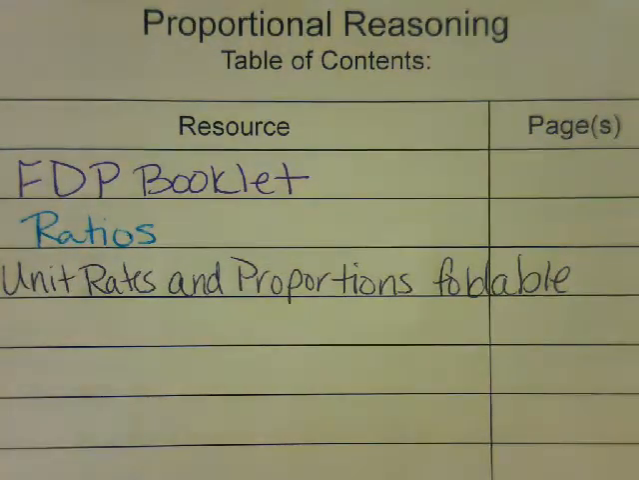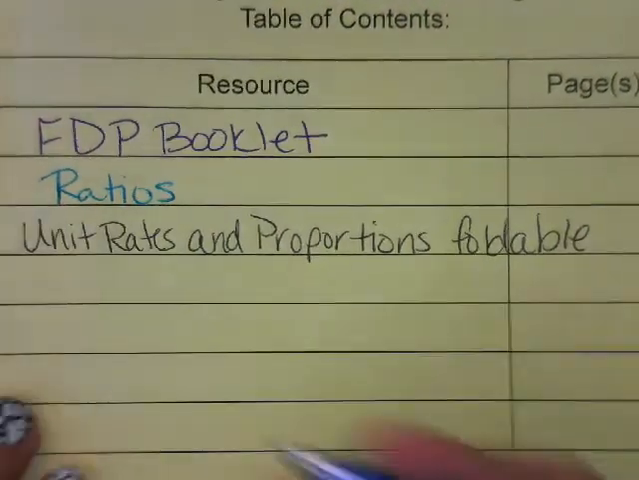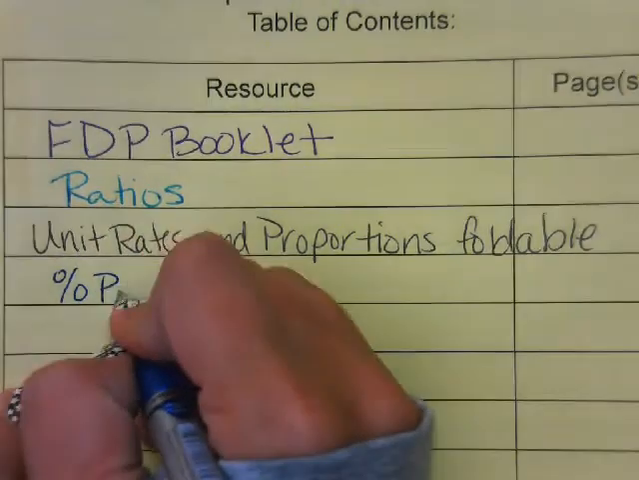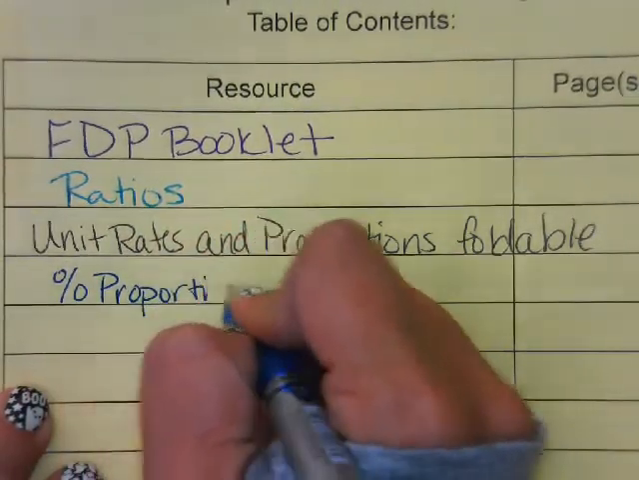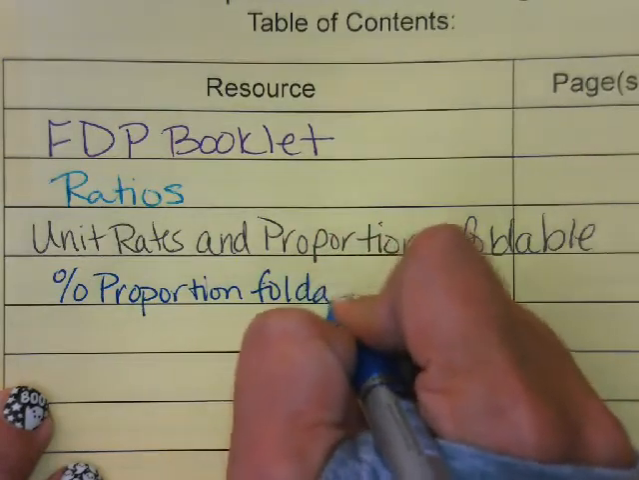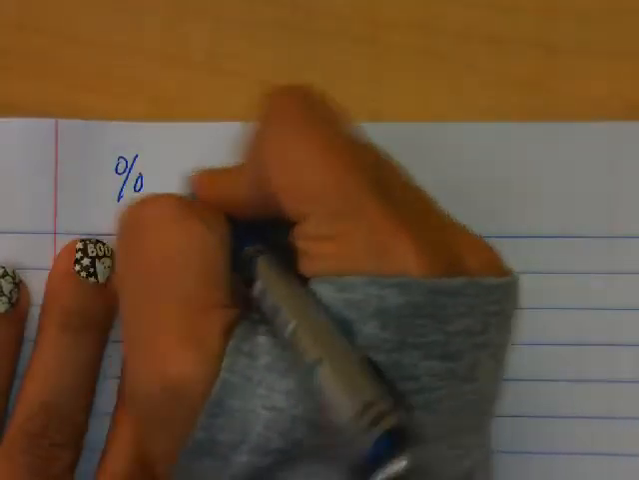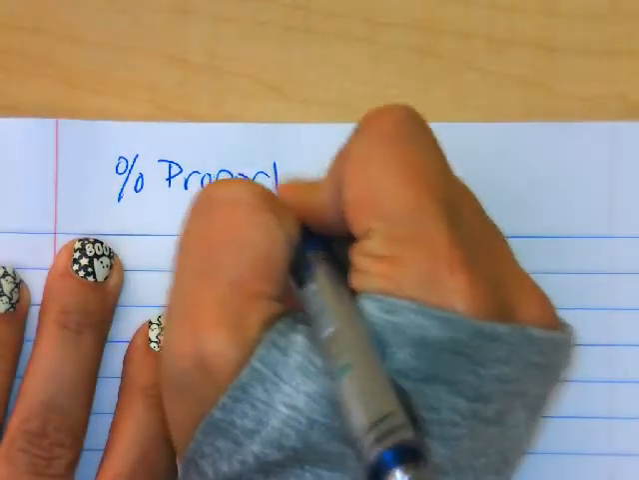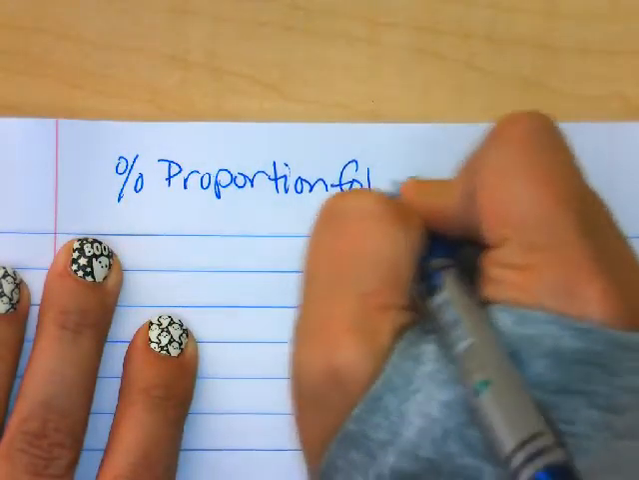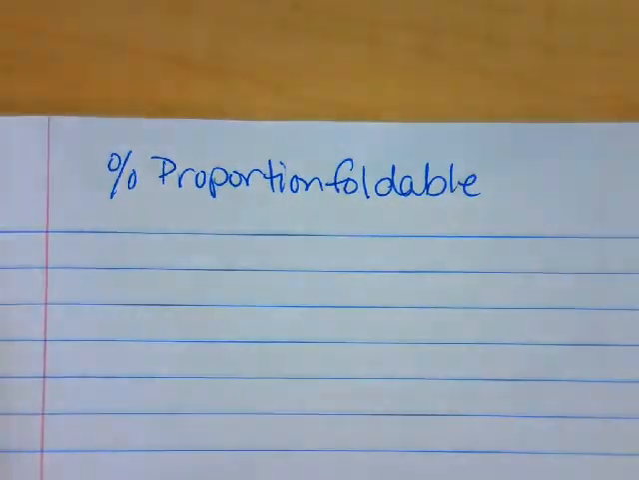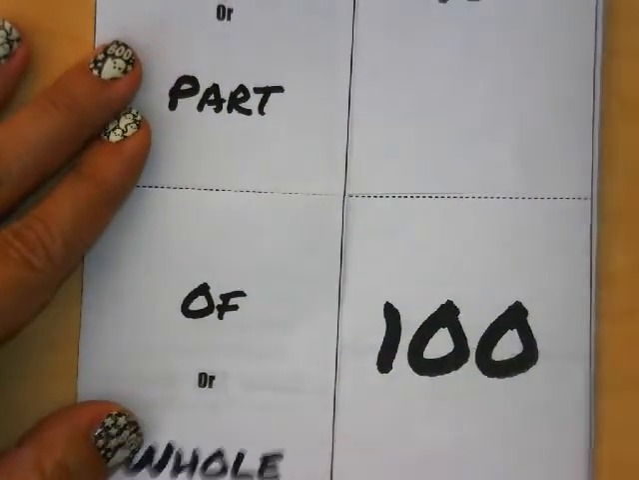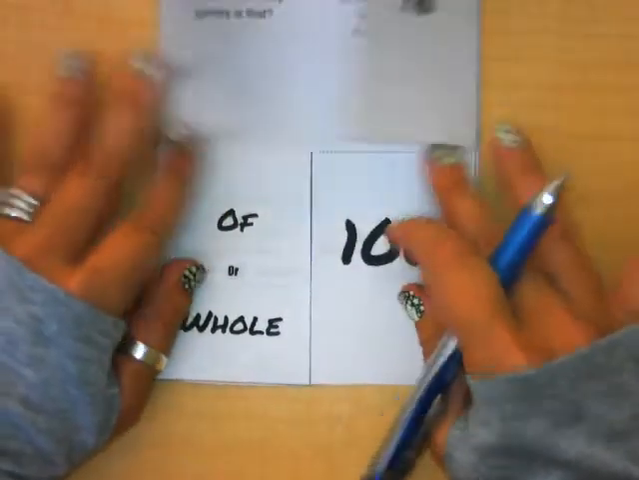In your table of contents, we are going to do a percent proportion foldable. So if you'll add that, and then on our next page, we're just going to title it percent proportion foldable. And we'll end up gluing it on this page. So when you do your foldable, you're going to trim around the edges. You're going to fold it in, and you can cut on the dotted lines.